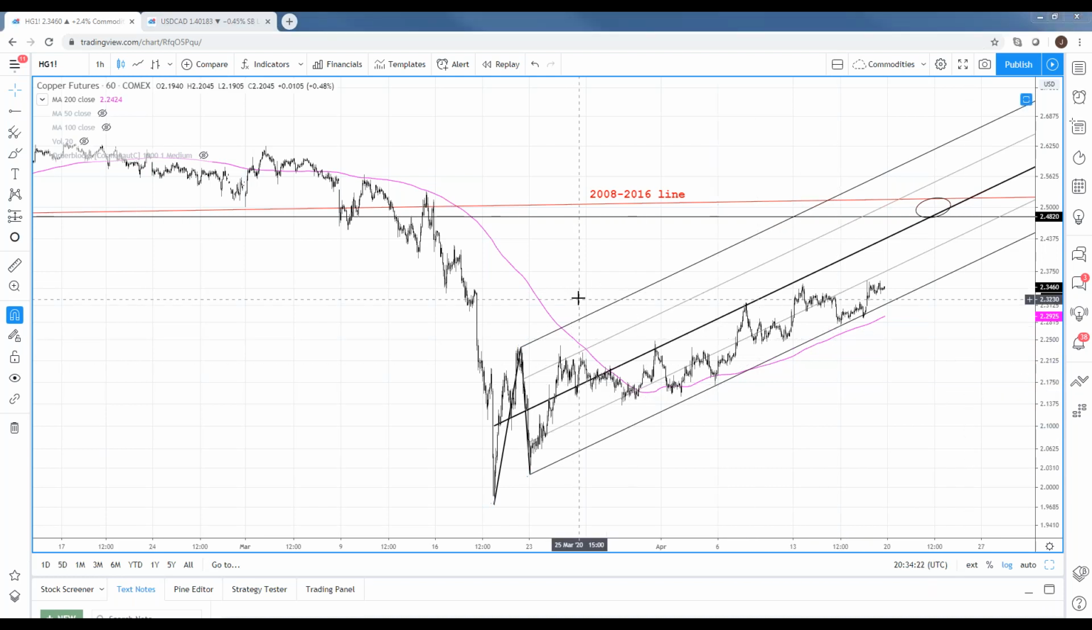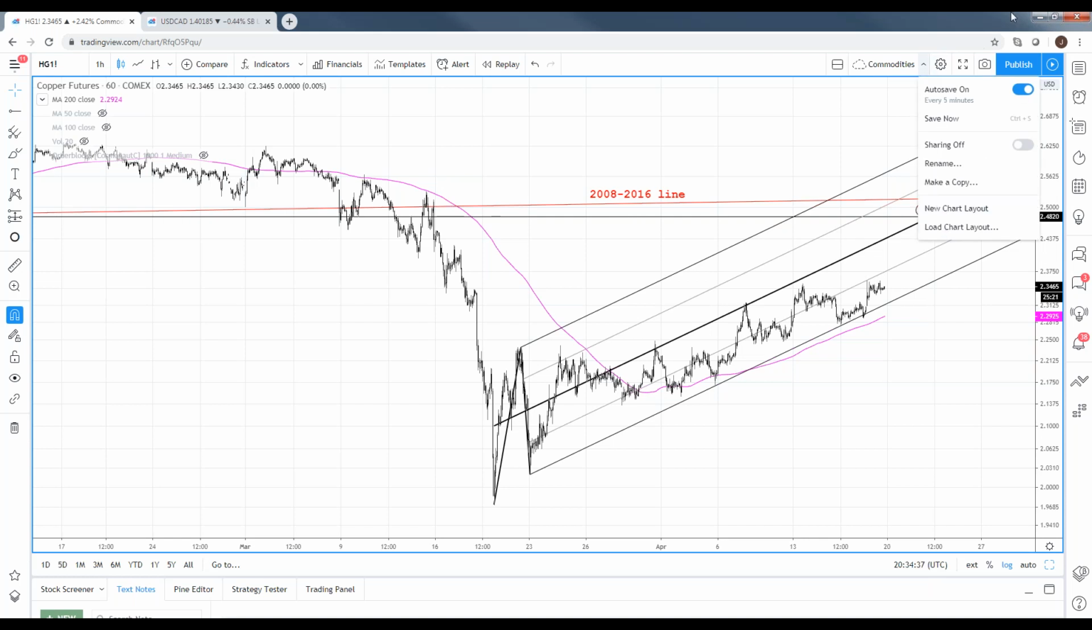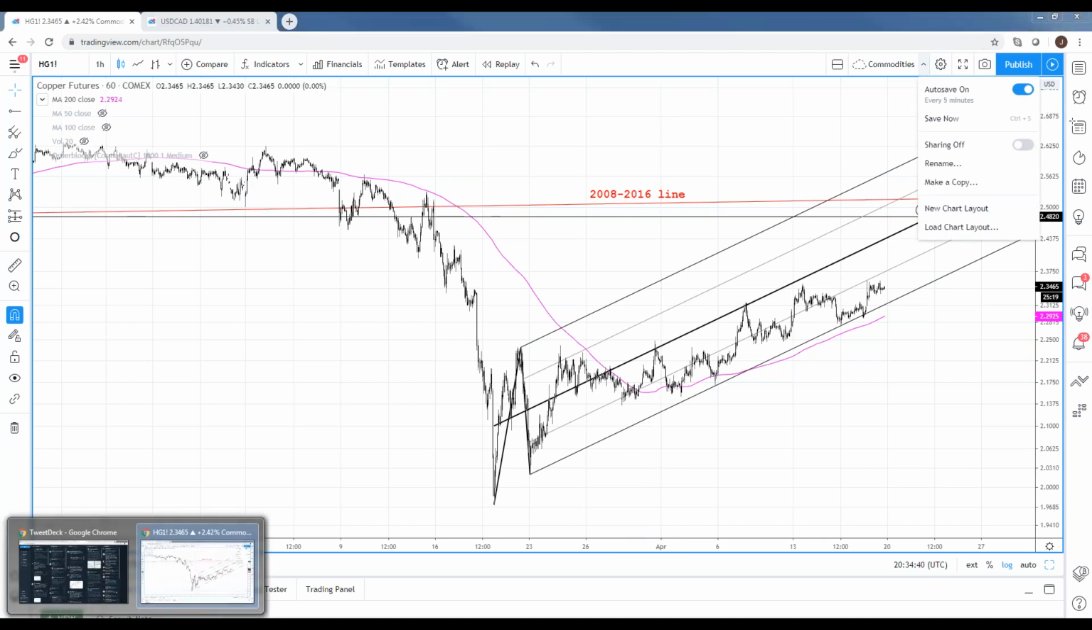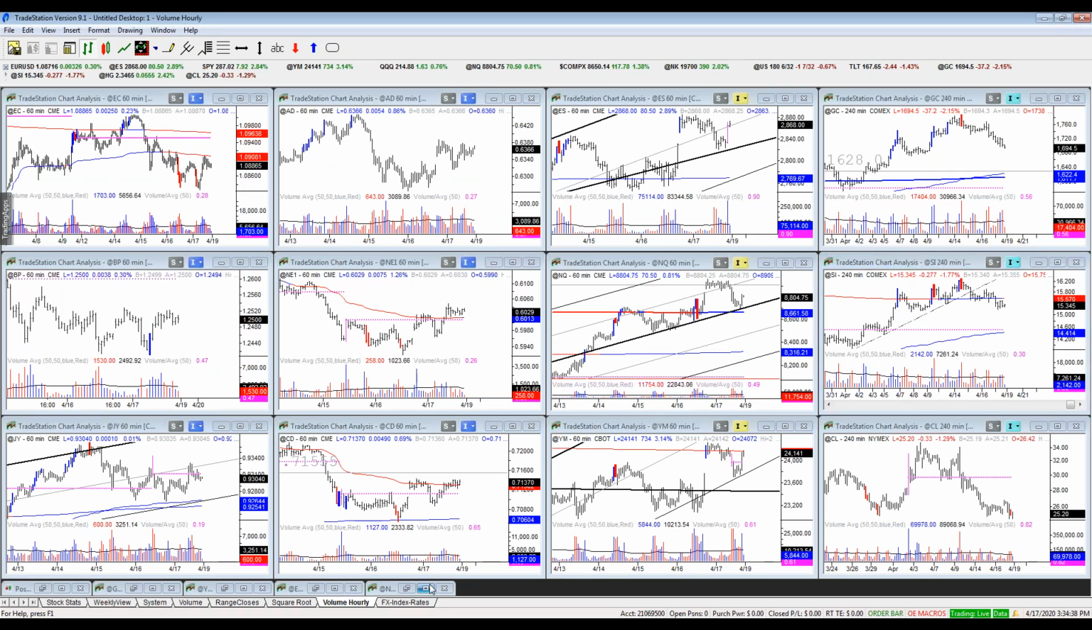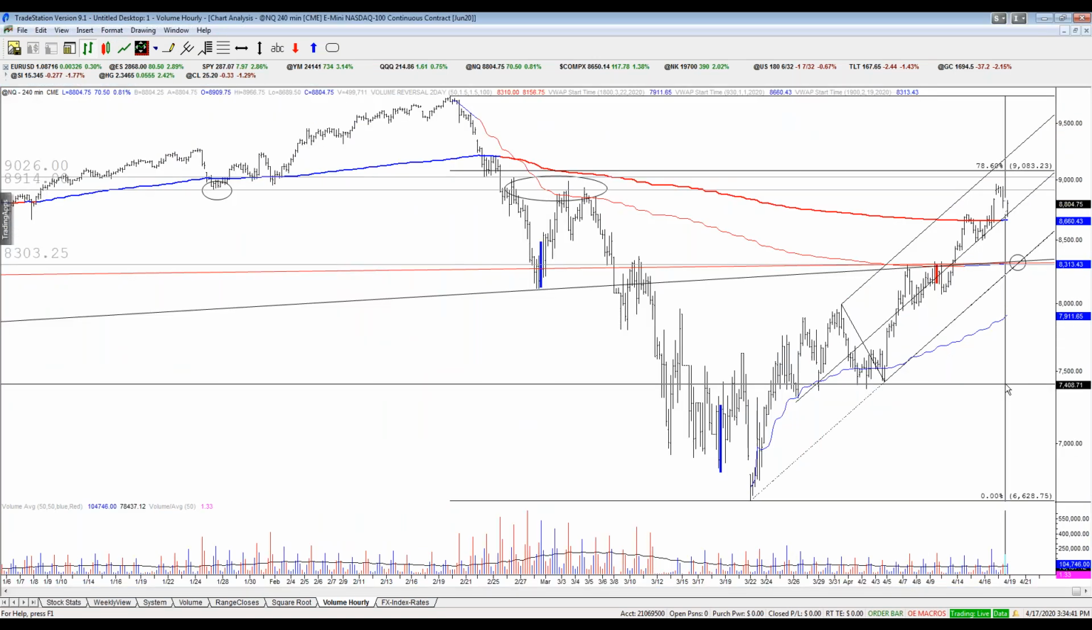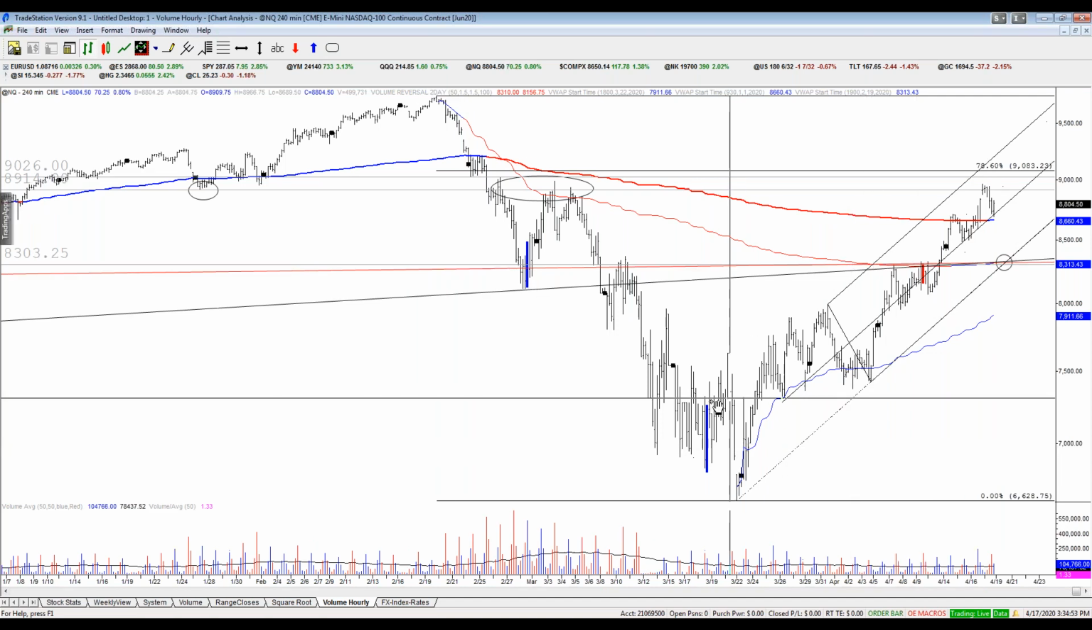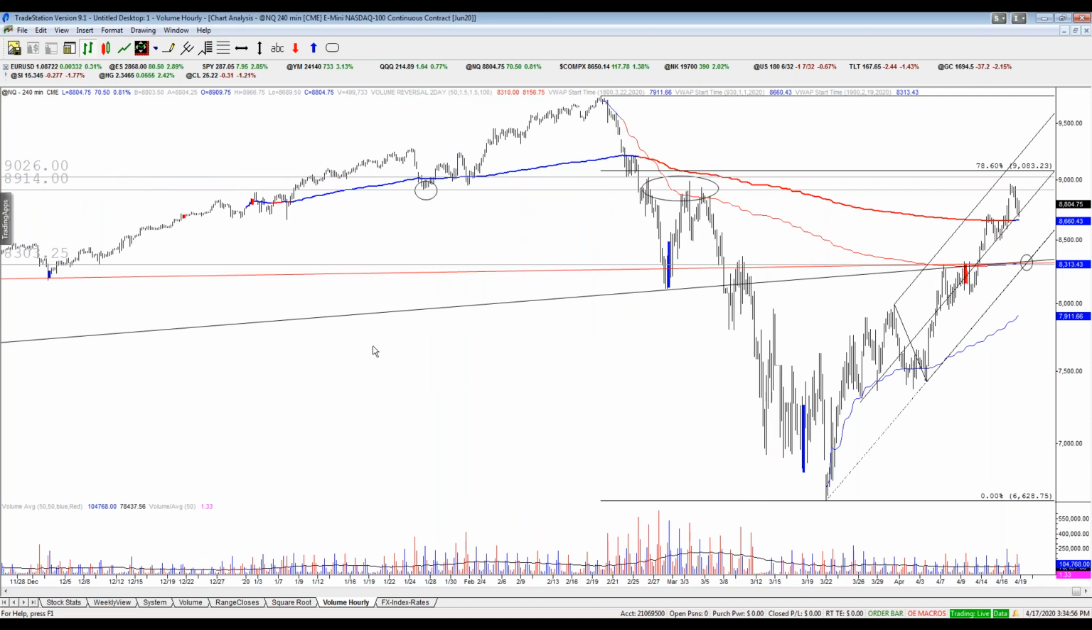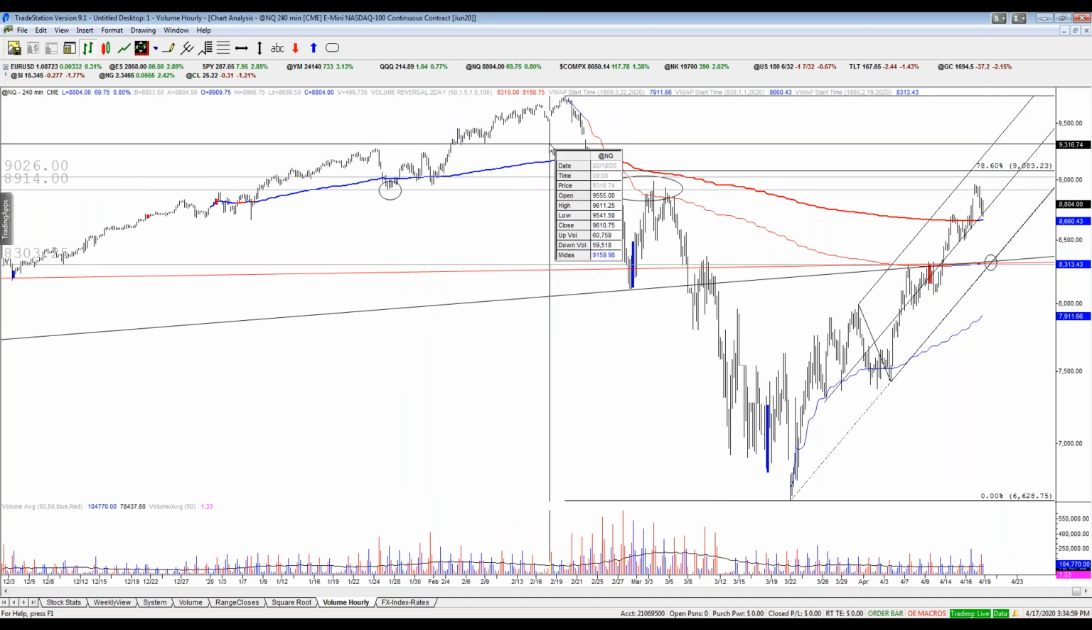All right, let's go to indices. Actually, we're going to go here first. NASDAQ futures took out pretty much everything, even 2020 VWAP, and we continue to just ride the short-term channel. Yes, I am frankly somewhat stunned at the snap back that we've seen.